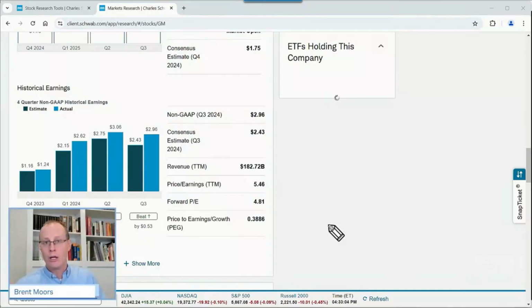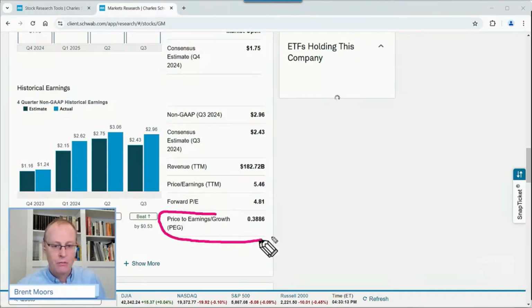There's no one ratio, no one indicator out there that is going to tell you all you need to know. But if you want to see the PEG ratio, it's right there. There's also your PE ratio and your forward PE ratio. What's the difference between your PE ratio and your forward PE ratio?